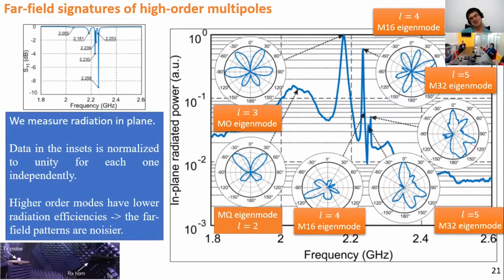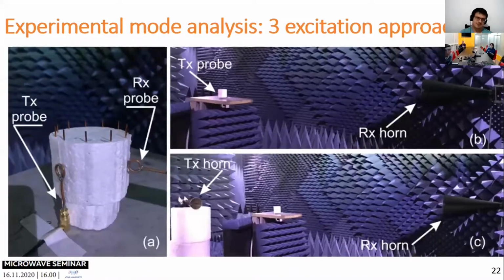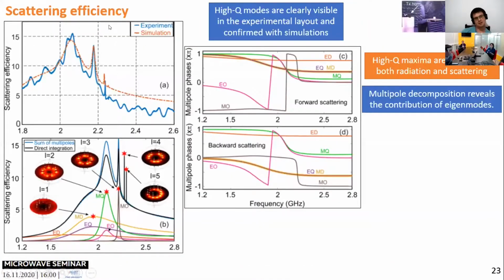Sure, and a very short question, sorry, Misha. Can we go to your results of scattering efficiency when you compare it with the multipole decomposition and also some numerical data? It seems that the scattering efficiency for the higher order mode, the magnetic octupole I believe, should be higher than for the magnetic dipole, at least from your numerical results from the decomposition. But why in the experiment and also in the CST full wave simulation did you not observe it?